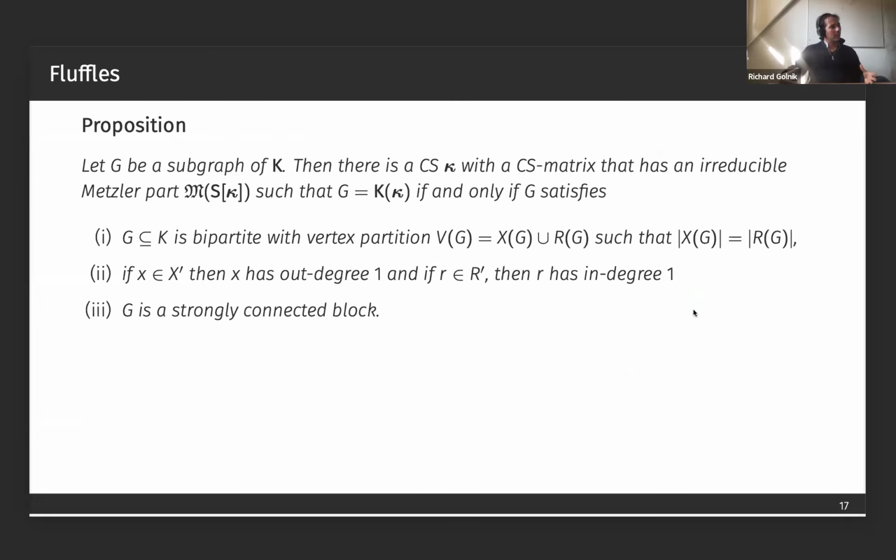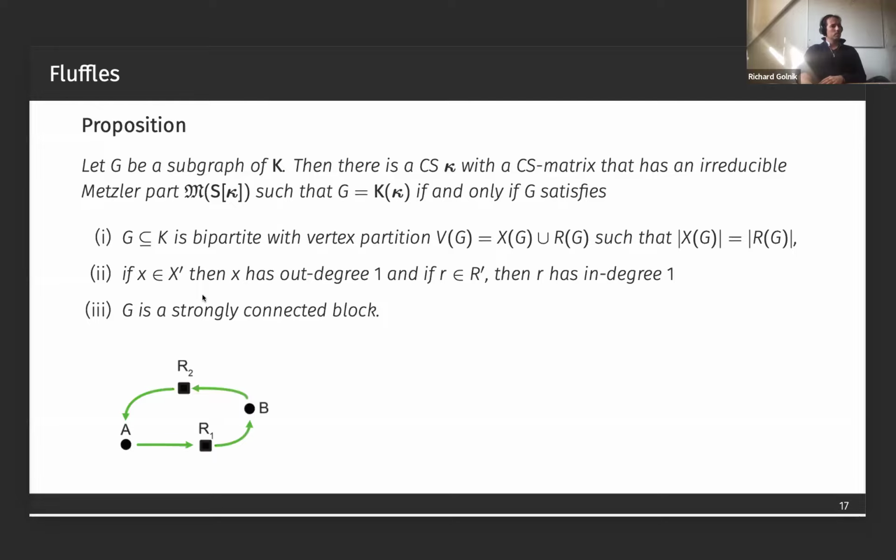And to now summarize these results in a proposition, we obtain what we call fluffles. So if we have a subgraph, then there is a child selection with a child selection matrix that has an irreducible Metzler part, such that our subgraph is actually the child selection induced subgraph if and only if we satisfy what we now worked out. So we have the identical number of species and reaction vertices. Each of the species vertices has out degree 1, each of the reaction vertices has in degree 1, and G is a strongly connected block.